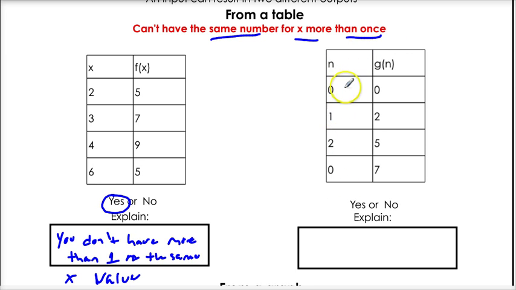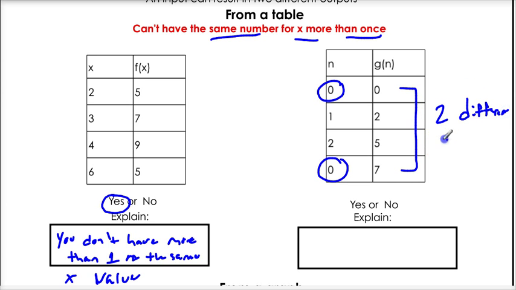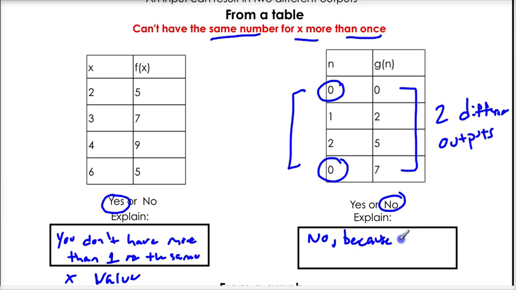Now for this one, I want you to take a look. For n, you have 0, 1, 2, 0. And if you notice, you have the same x value twice, and it has two different outputs. You input 0, you get 0. You input 0, you get 7. So you input the same x twice, and you get two different outputs. This would not be a function, so no, because you have the same x value twice.